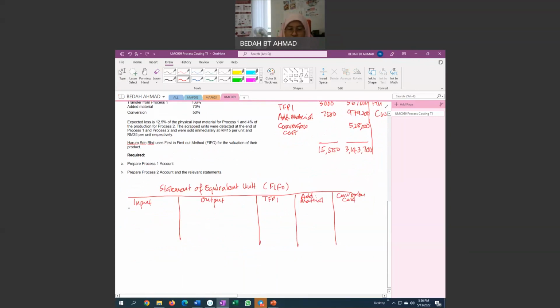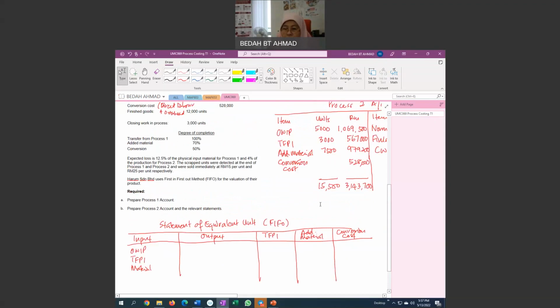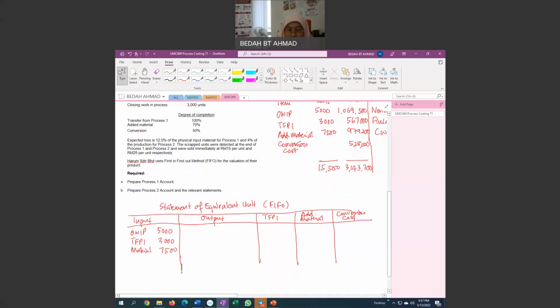All right, so this input consists of our opening work in progress, transfer from process 1 and the material. So we just take whatever we record in our process 2 account, which is opening work in progress 5,000, transfer is 3,000 and additional material is 7,500. So equivalent units here is considered as 15,500.